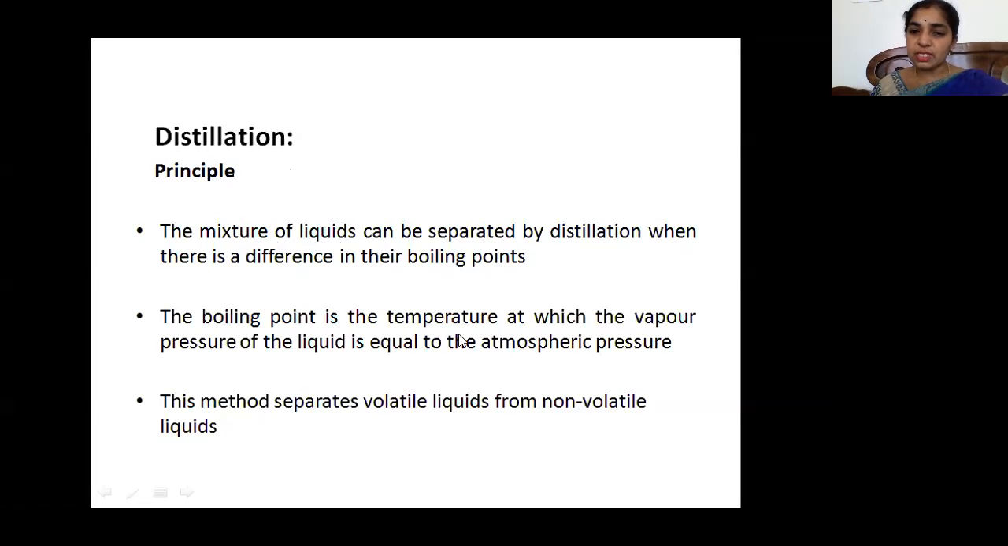The boiling point is the temperature at which the vapor pressure of the liquid equals atmospheric pressure. When you start heating a liquid, there exists vapor above it. These vapors exert some pressure, which we call vapor pressure. When you start heating, vapor pressure equals atmospheric pressure at a particular temperature. That temperature is the boiling point of that liquid. This method separates volatile liquids from non-volatile liquids.